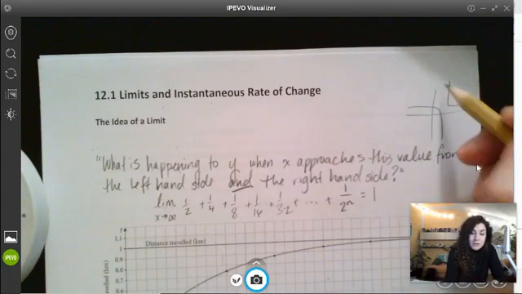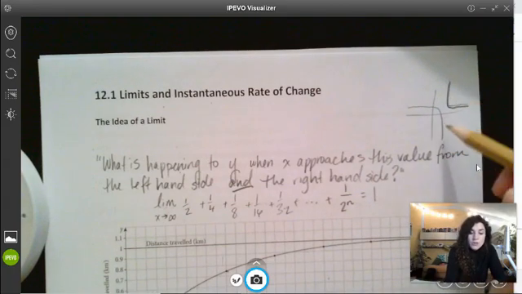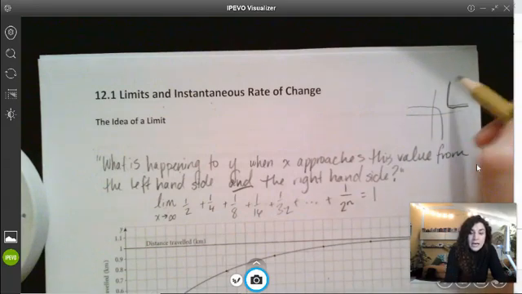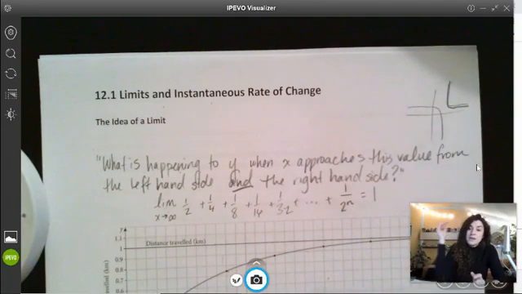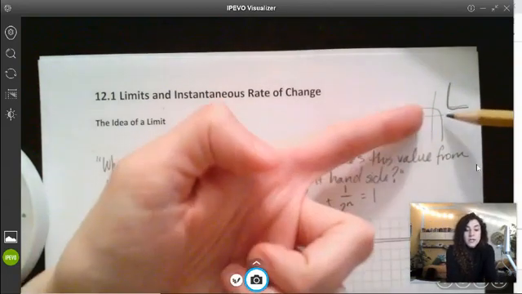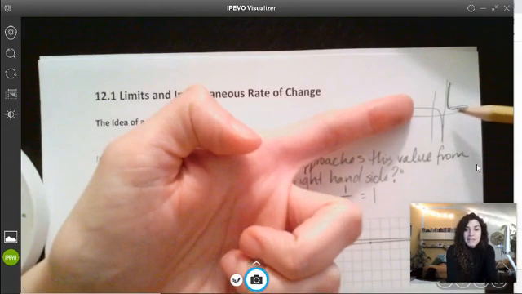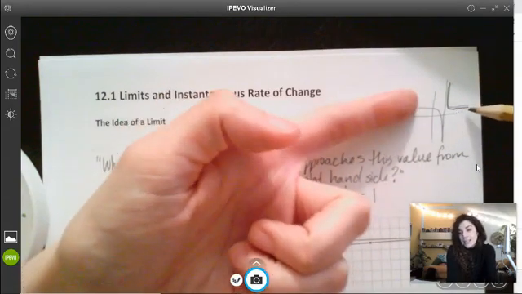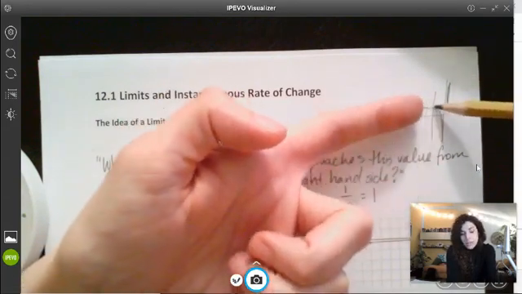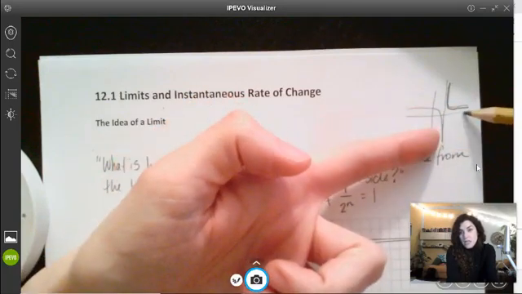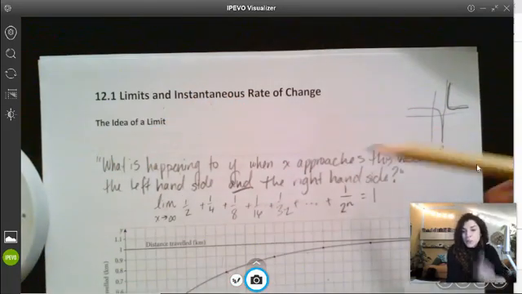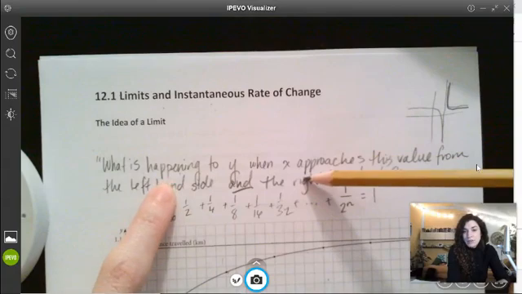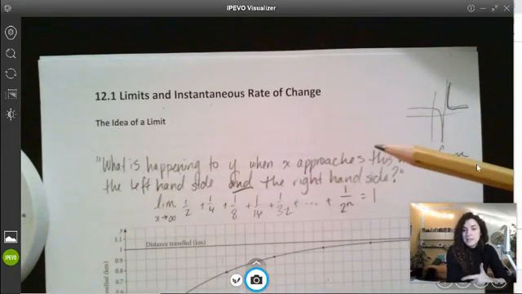This is not continuous. It's a rational function. It's not continuous because I would have to lift up my pencil and put it somewhere else. If there was a gap in your function, it wouldn't be continuous, and so there wouldn't be a limit. As we approach this point from the left-hand side and the right-hand side, the behaviors of y are different. This one goes down, down, down, down, down. This one goes up, up, up, up, up. So that's why the left-hand side and the right-hand side have to agree. If they don't, the limit doesn't exist.